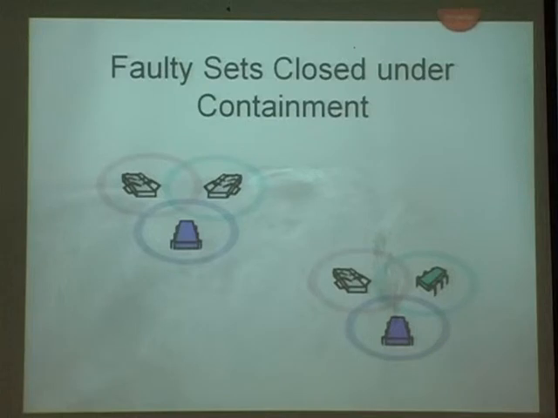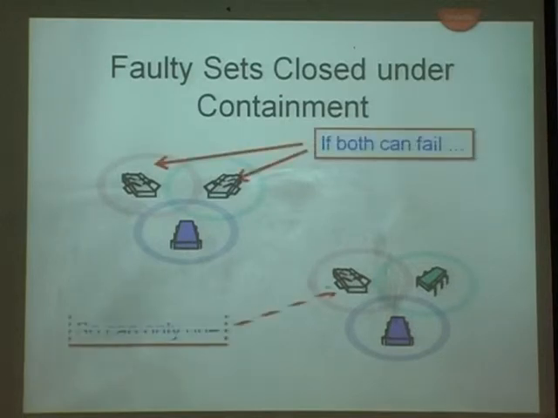Now, one assumption that we're going to make is that failure sets are closed under containment. So if the adversary is allowed to fail these two, then it might decide to fail only one. Even if these two live on the same server, we may want our program to work if they happen to be moved to the same server, or if one of these things crashes by itself and the other one keeps running. So if both of them can fail, then only one of them can fail. Now, this is something that, believe it or not, people argue about.